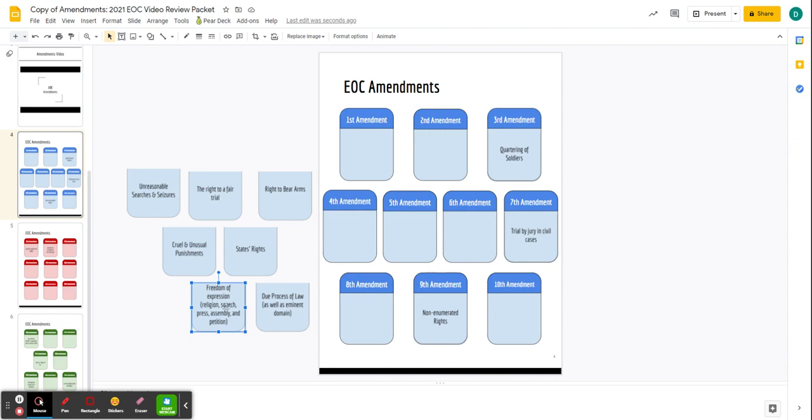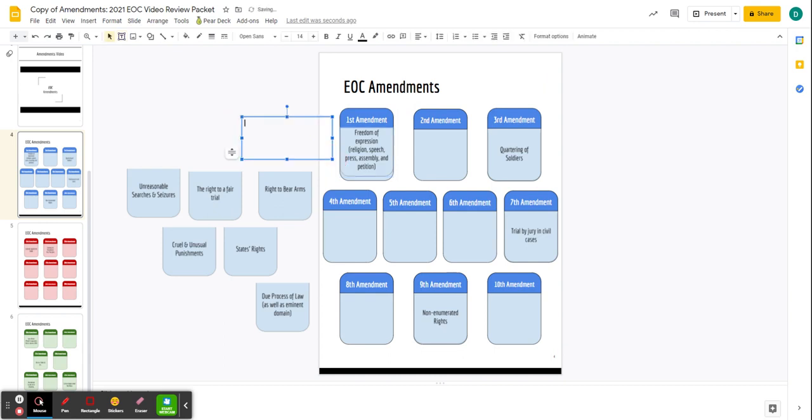The first amendment is probably the one we are all most familiar with. That's our freedom of expression. So this is freedom of religion, freedom of speech, freedom of the press, right to assembly. And we do have a court case for this one. So I'm going to make a text box right here. First Amendment. And the case to remember is Tinker v. Des Moines. So hopefully that name sounds familiar.